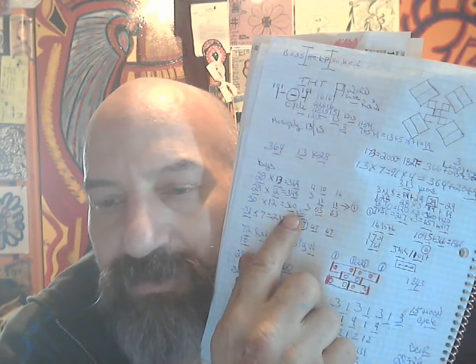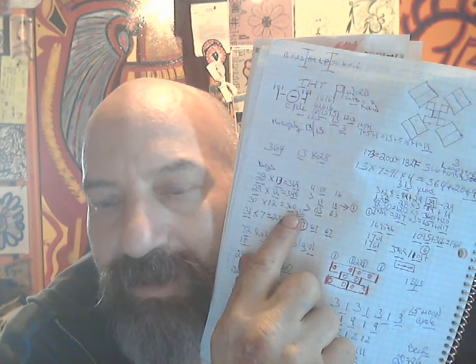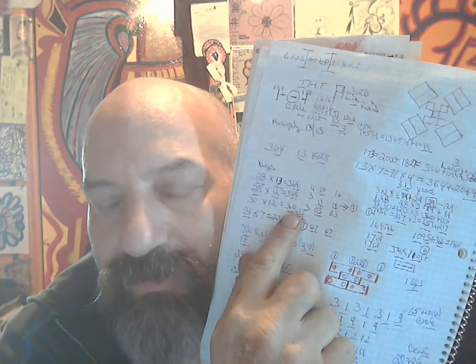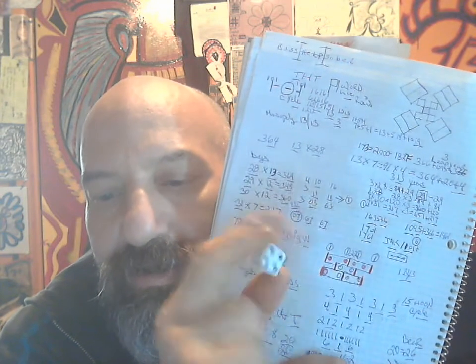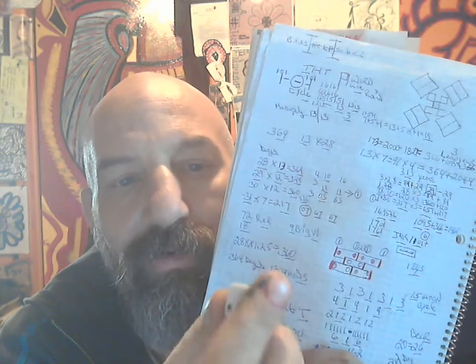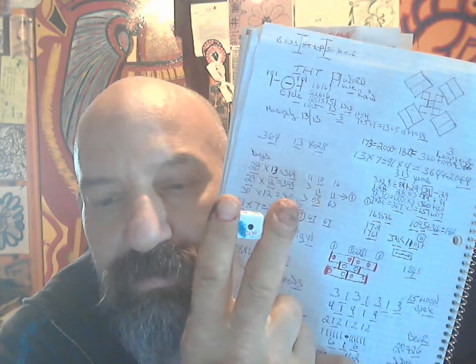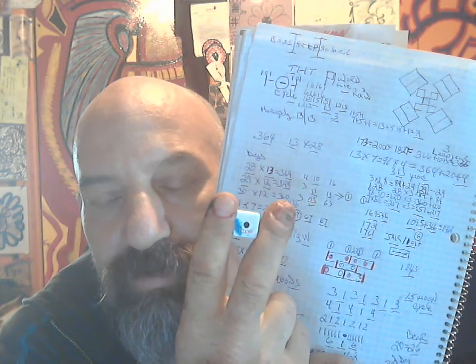The representation of 20, okay, is actually 66. Why is it 66? Because the only way to get 20 is the 1 dice on this. 360 degrees around 1.